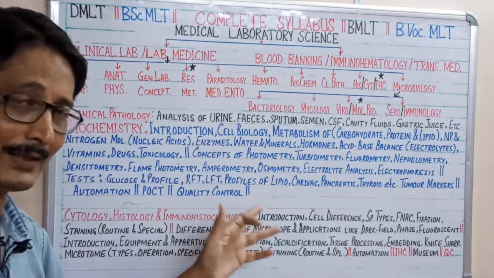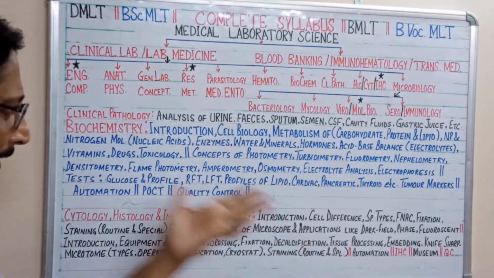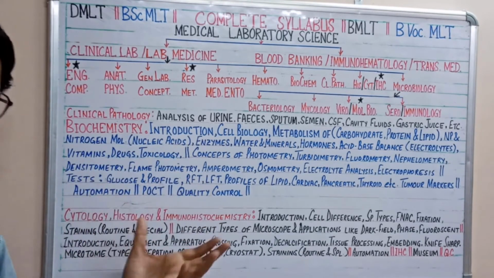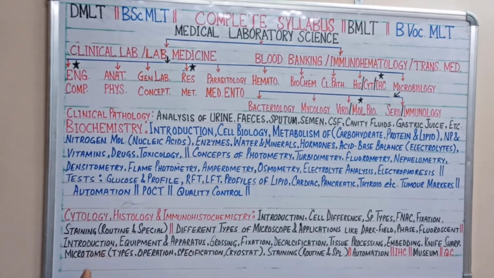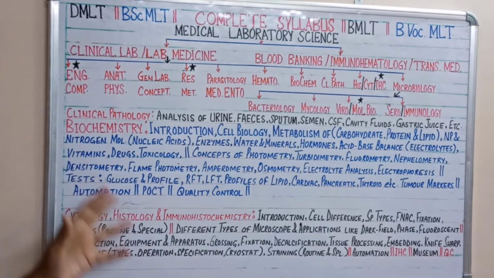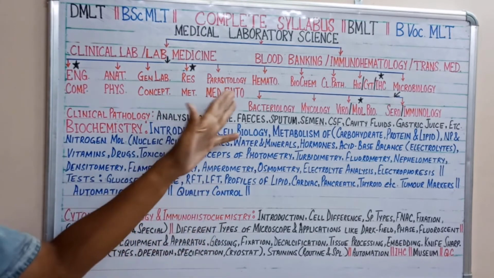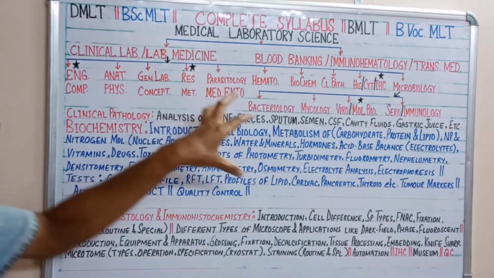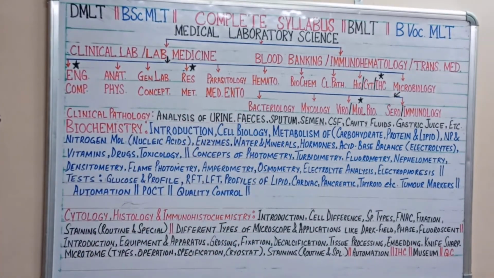And for quality control, all the major quality control procedures are in the biochemistry lab. A huge number of procedures are in the biochemistry department. So biochemistry is the major lab of a clinical laboratory. Biochemistry is the major segment.